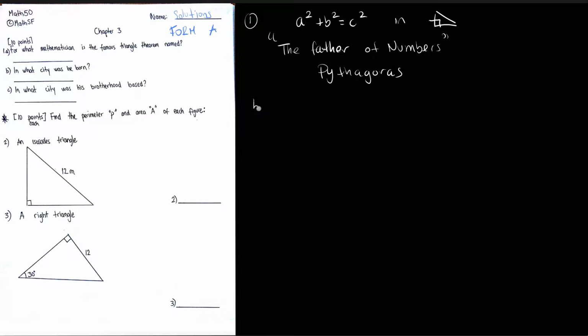Part B, they're asking us in what city was he born. We know that Pythagoras was born in the Greek island of Samos. So the answer there should be Samos.